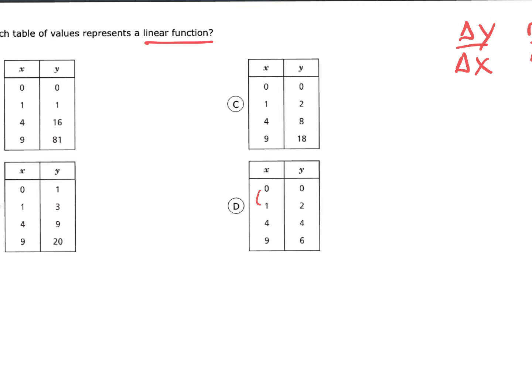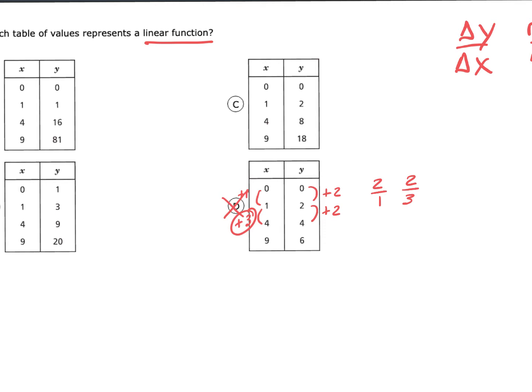As the x goes up by 1, the y goes up by 2. But notice here, the x goes up by 3. The y still goes up by 2. This is not linear because one of our slopes would turn out to be 2 over 1 with our change in y over change in x. One would turn out to be 2 over 3. It cannot be choice D.